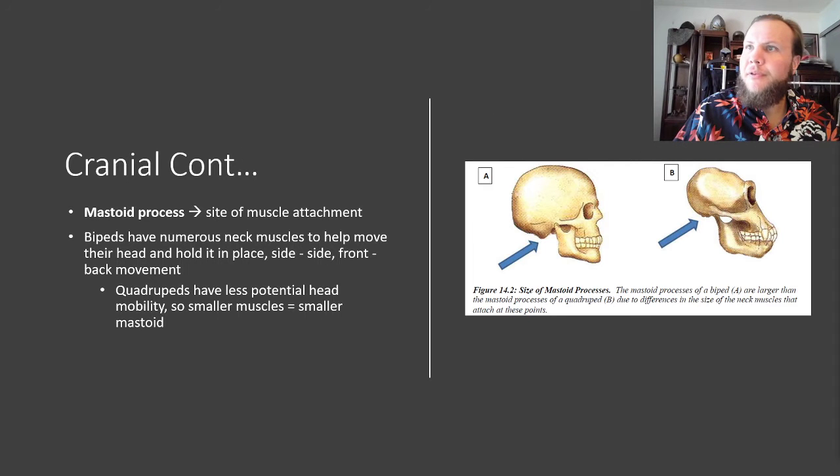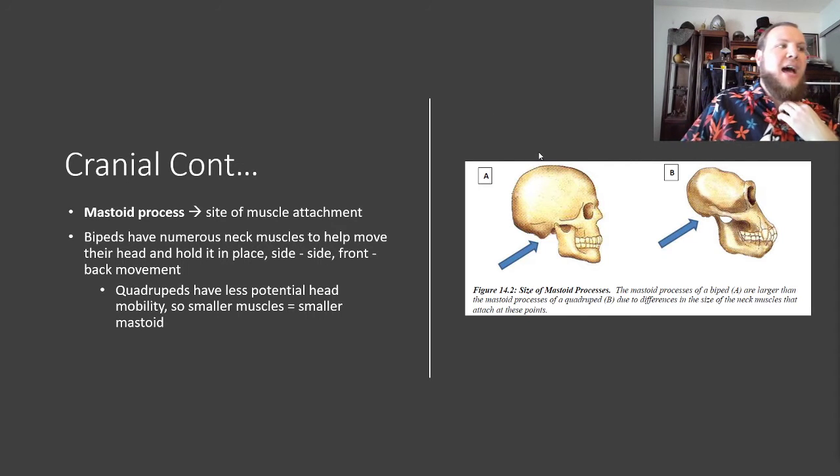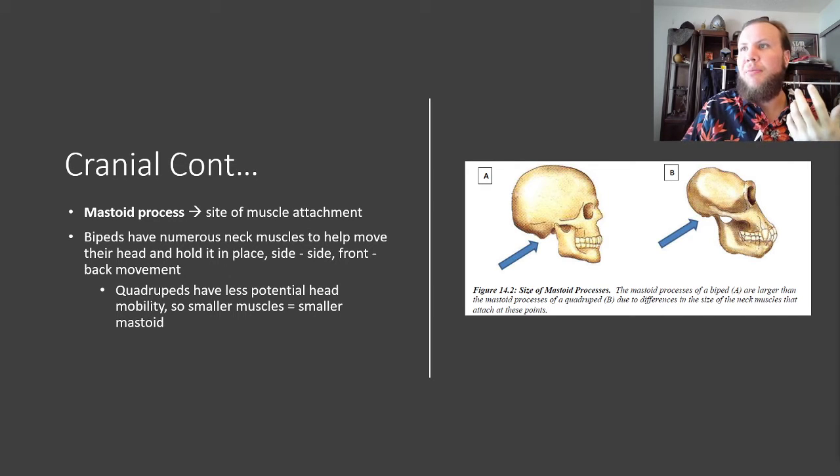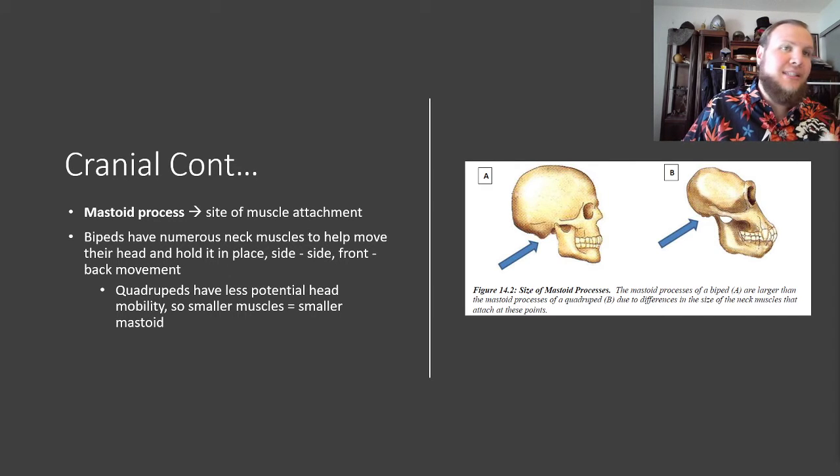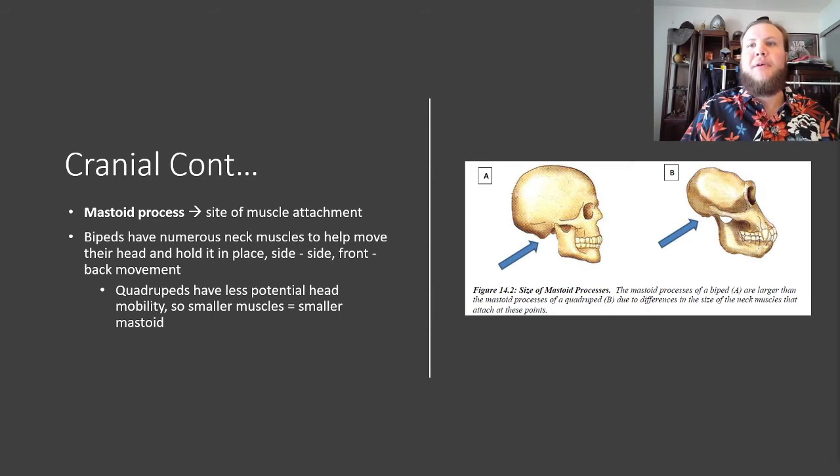Okay. So what we also have is a really robust mastoid process, like we talked about earlier, right? This is a site of extreme muscle attachment. We need a lot of neck muscles to be able to support our head upright. And mastoid processes are a lot less pronounced in other primates because they don't need such robust muscles.